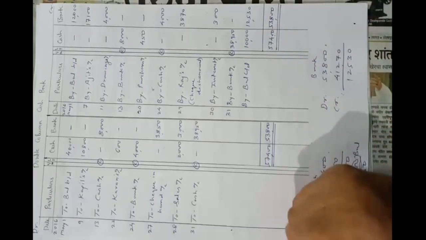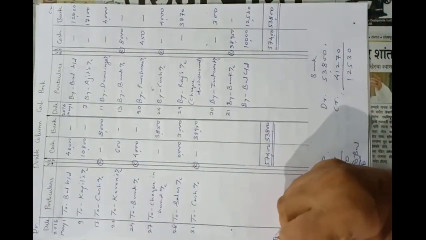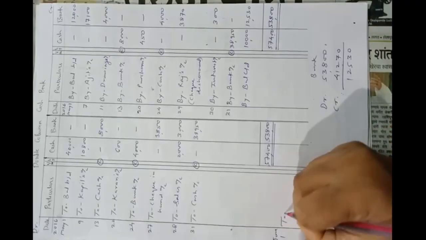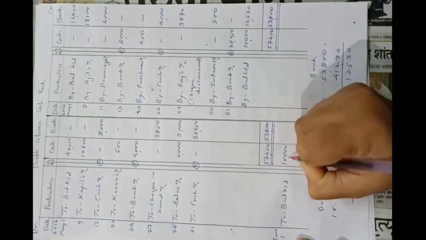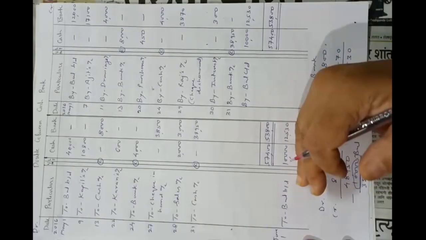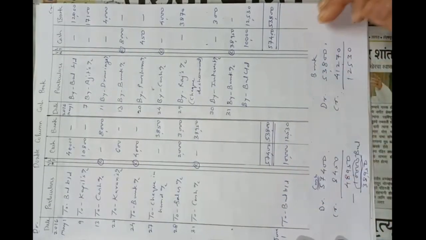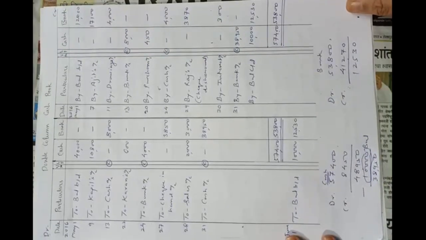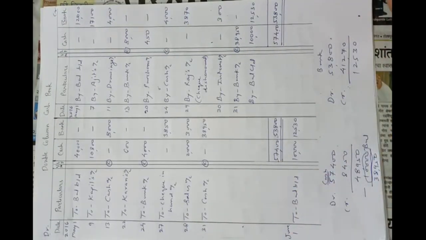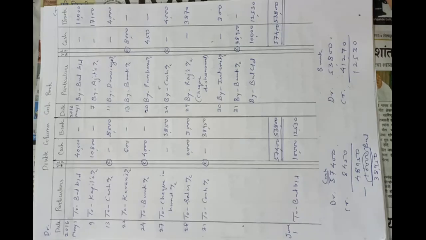On the next month, that is after May, June 1st, two balance brought down, 10,000 in cash box, 12,530 will be in bank account. So their June entries will start from this entry. This is the opening entry of June, closing entry of May. Understood? In this way we have to solve this problem. Solve this problem in your notebook and ask if there is any doubt. This problem is very important. That's all.